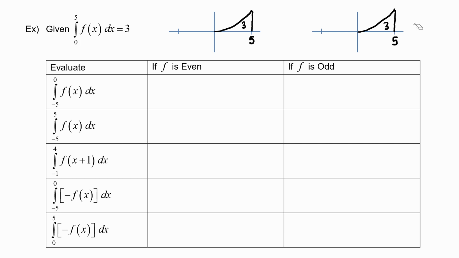So I want you to pause the video for just a second. Try drawing the rest of these graphs. Draw this one so that f is an even function, draw this one so that f is an odd function, and then restart the video when you're ready to check your answers.